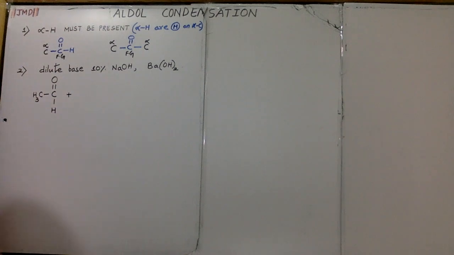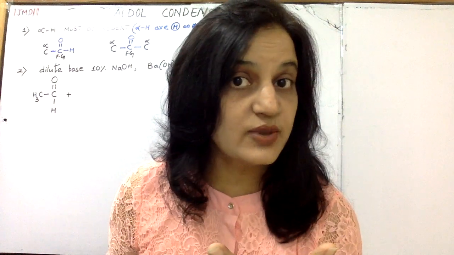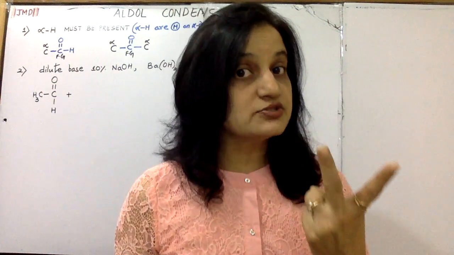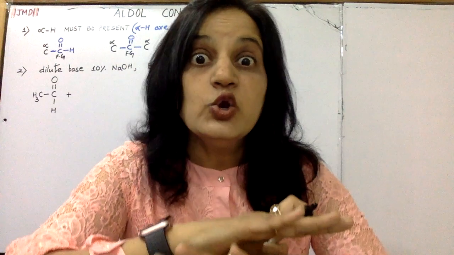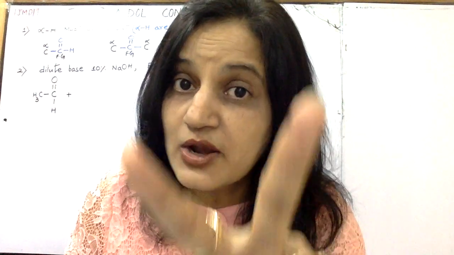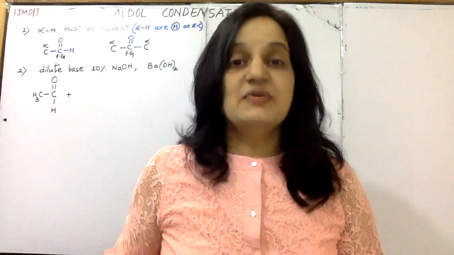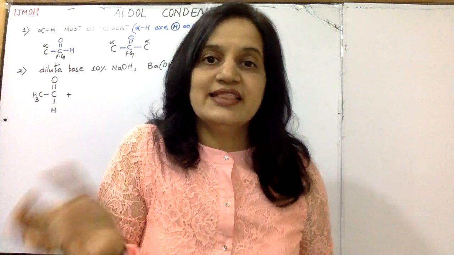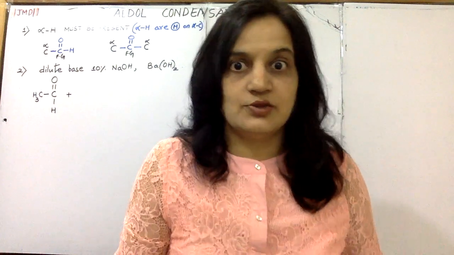We need minimum 2 molecules. I can take 2 molecules of the same aldehyde having alpha H. I can take 2 molecules of different aldehydes having alpha H. I can take 2 molecules of ketone having alpha H. I can have 2 molecules of different ketones having alpha H. I can also take a substance not having alpha H, but since 2 molecules are required, if one does not have alpha H, then the other should have alpha H. Meaning when I take 2 different molecules of aldehydes or ketones, or one aldehyde, one ketone, then out of the 2 different molecules, any one should have alpha H. Otherwise the reaction will not happen.